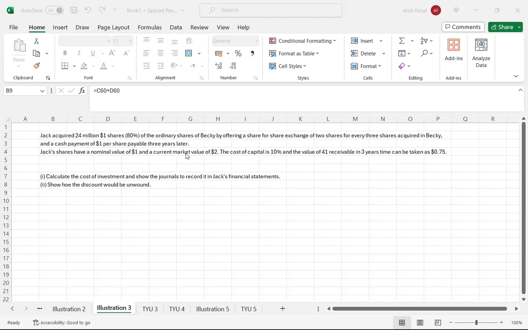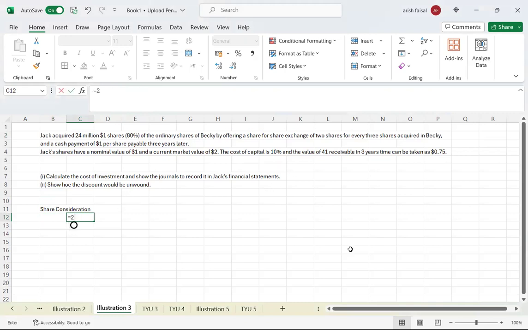So, Becky shares have a nominal value of $1 and a current market value of 2. So basically they are trading at a premium of $1. The cost of capital is 10% and the value of this $1, okay, receivable in 3 years time can be taken to be 0.75. Okay, so I'll tell you when you will have to use that figure, but for right now, first we have to figure out our share consideration. Okay, so we'll do the calculations over here.